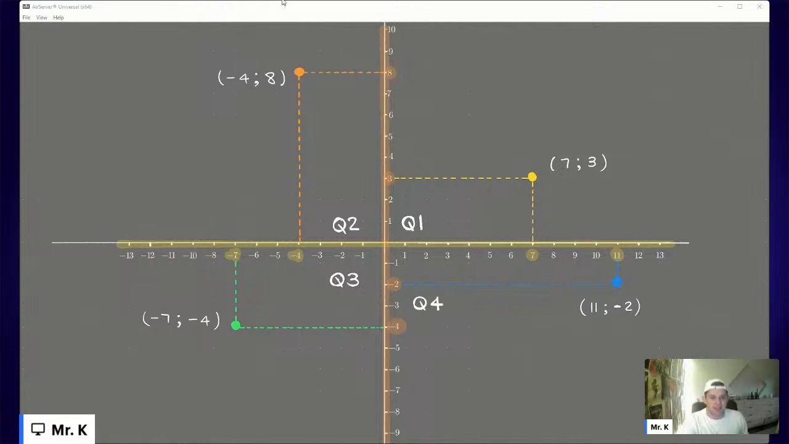Right. Somebody said that the coordinate for the blue dot is 11, -2. You were absolutely correct. Now, there are one or two smaller exceptions that we still need to discuss, grade 7. So we're going to talk about that now.